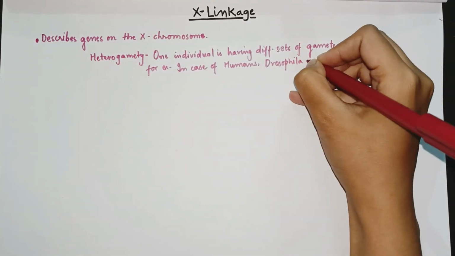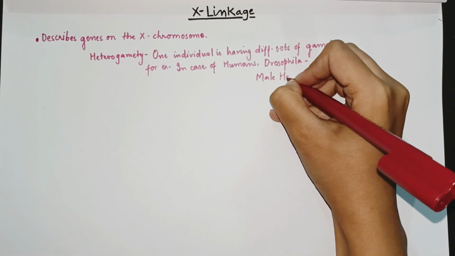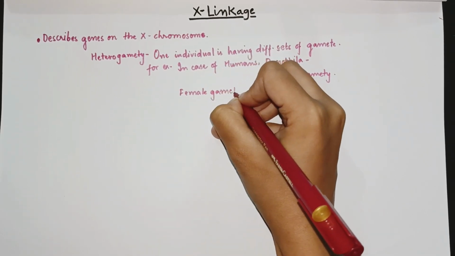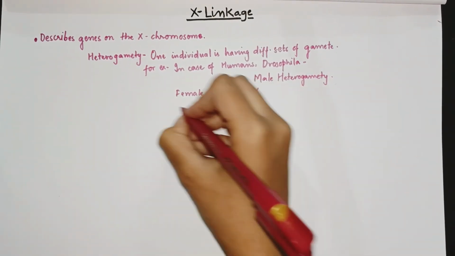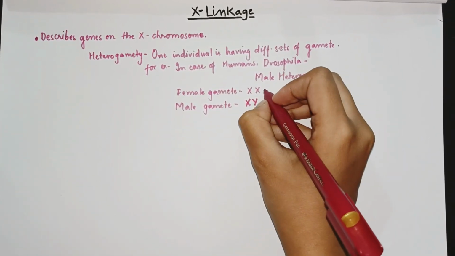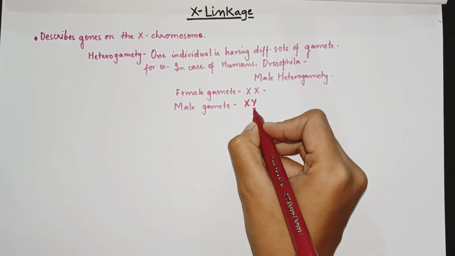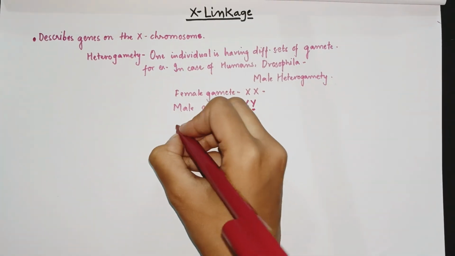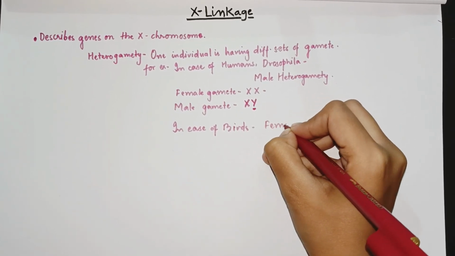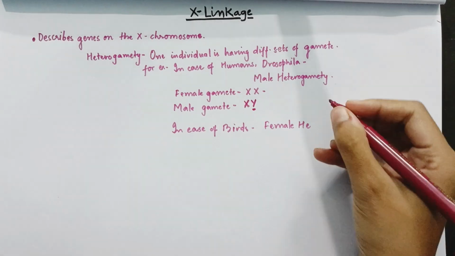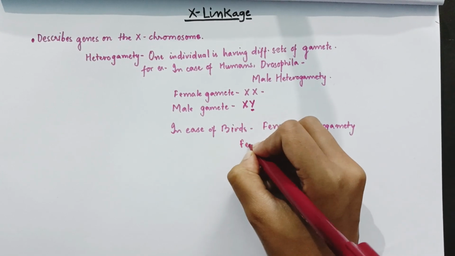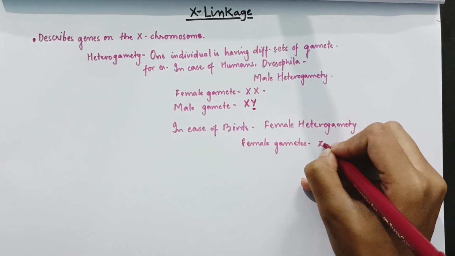For example, in humans and Drosophila, we find male heterogamity. The female gamete would be X, and the male gametes would be X and Y. So here the female is homogametic, and the heterogametic male is responsible for determining the gender of the progeny. But in the case of birds, we find female heterogamity, and we usually describe the female gametes as Z and W.